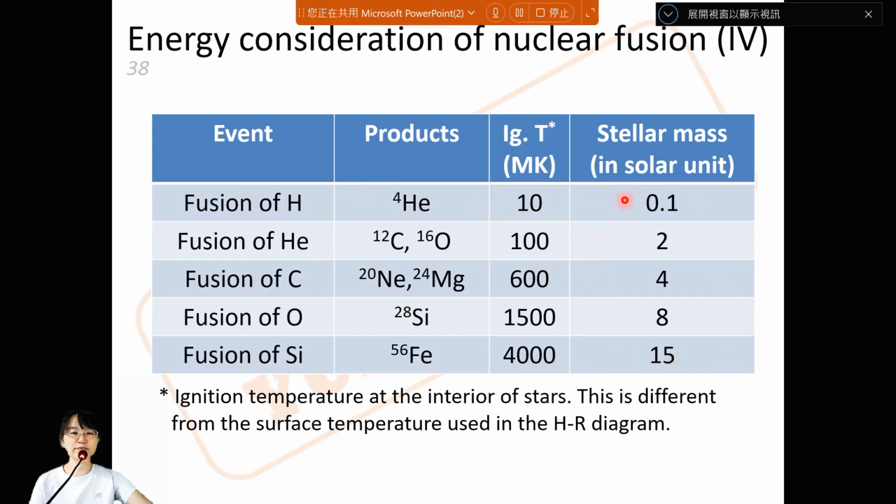And these are the respective stellar masses in the unit of solar mass. So 1 means the mass of our sun. Fusion of hydrogen to helium has a very low threshold. Very small stars can do it. You only need to be 10% of our sun, then you can do it. However, if you want carbon and oxygen, you need at least twice the mass of our sun. If you need more, you need larger stars. So there is a straightforward relationship between the elements you want and the mass you need.